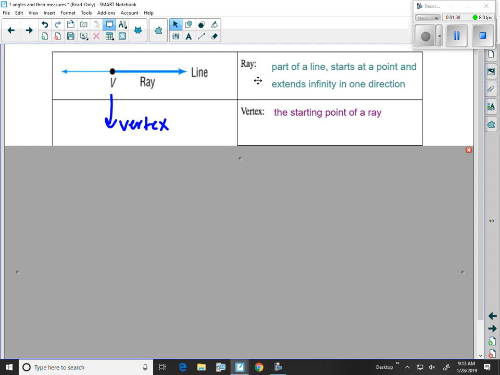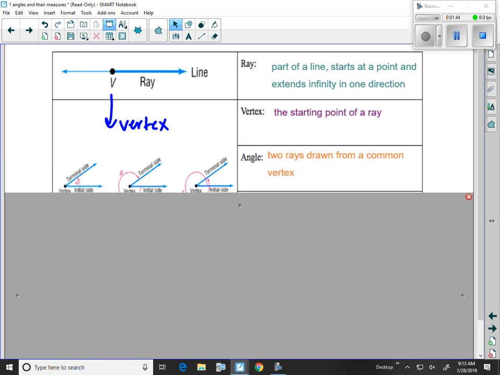A ray and a vertex are important because they make up an angle. So that's kind of where we're going with this. An angle is two rays that are drawn from a common vertex. If we were to draw this, we have a common vertex, I'll label it V for vertex, and then we have one ray going from it and another ray going from it. So ray 1 and ray 2. An angle is a common vertex and two rays drawn from that common vertex.